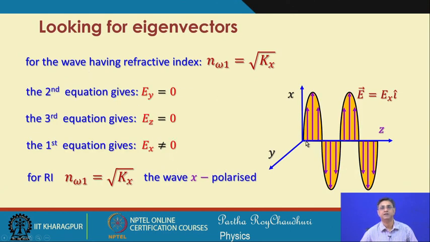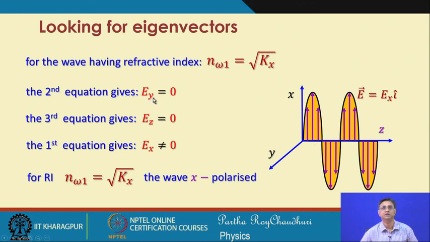for a wave which is travelling along the z direction, I find that the refractive index seen by this wave is due to the electric field which is along the x direction, and the value of the refractive index is due to the permittivity value of the medium along the x direction.